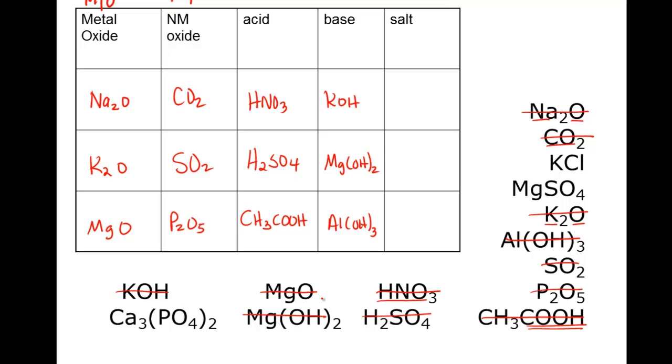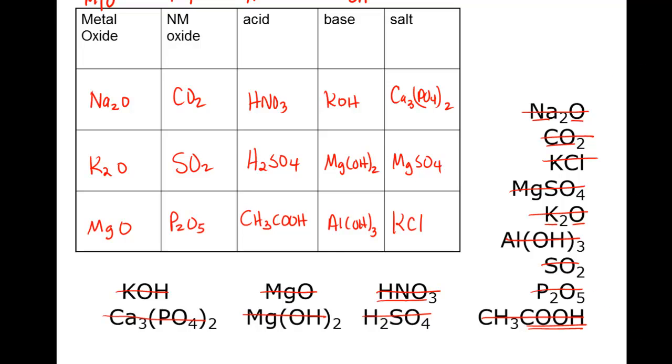Now if we have all these right, the rest of them should be salts, and they start with the calcium phosphate and the magnesium sulfate, and last but not least, the simplest one, the KCl. So hopefully you were able to do those and they were all right when you checked them out.